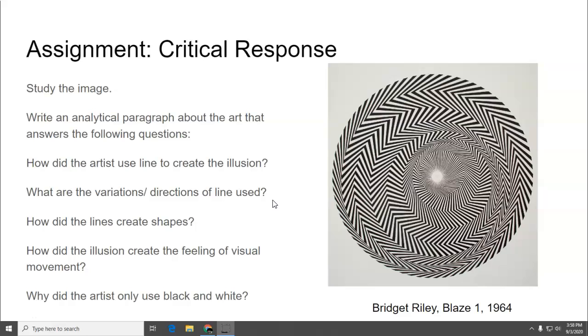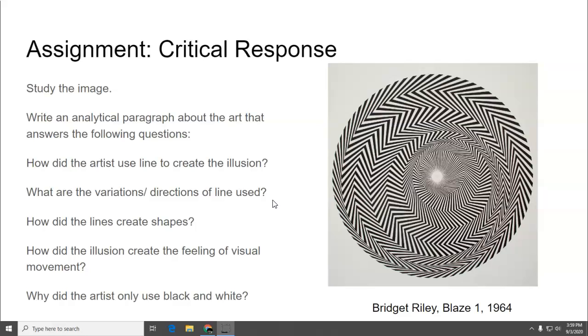How did the artist use line to create the illusion? For that, you would talk about directions or variations. How did she use line? And that is your second question: what are the variations and directions of line used? How do the lines create shapes is your third question. And they make a couple different kinds of shapes if you really study it.